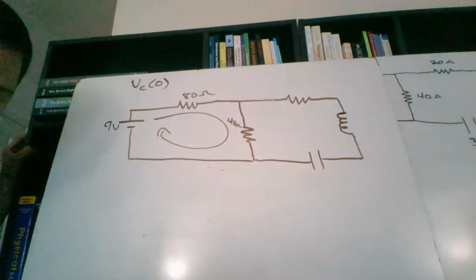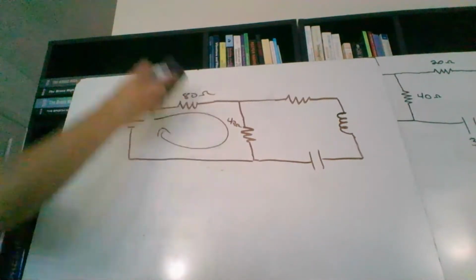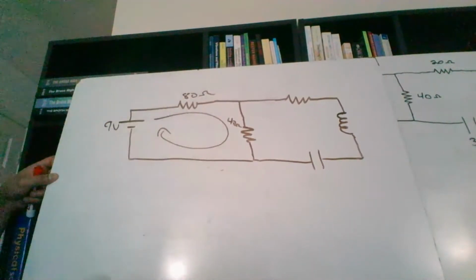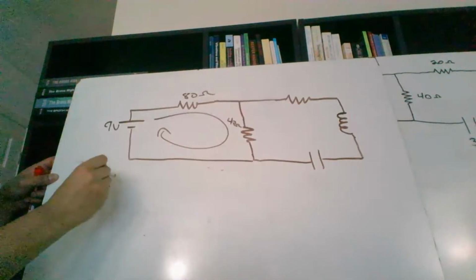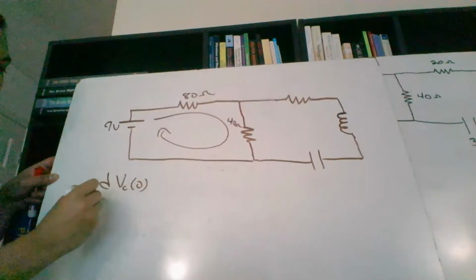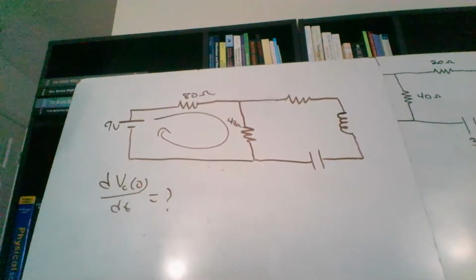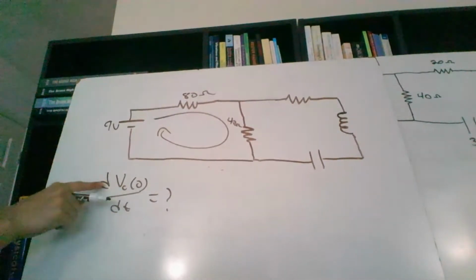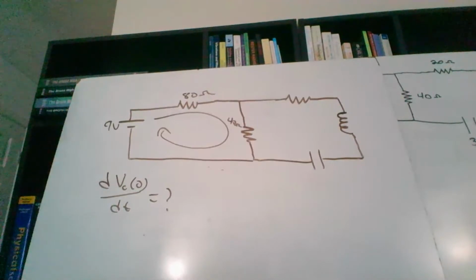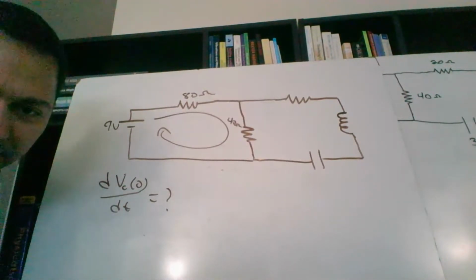Because the next thing I want to do is figure out this term, V_C at time equals 0 over dt. That's the next thing I want to figure out, okay? So what is the derivative of the voltage of the capacitor at time equals 0? That's the next thing. How do we know which side is negative and which side is positive?